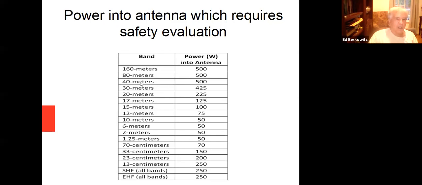Let's say on 40 meters, another one of my favorite bands, I could run up to 500 watts. My coax actually is about a dB and a half loss. So just doing the math in my head, I could run about 700 watts out of my transmitter. And due to the coax loss, I would probably be slightly under 500 watts. So if that was truly the case, I would not have to do an RF study. And you notice the amount of watts varies with frequency, and I'm going to tell you why in a few minutes.